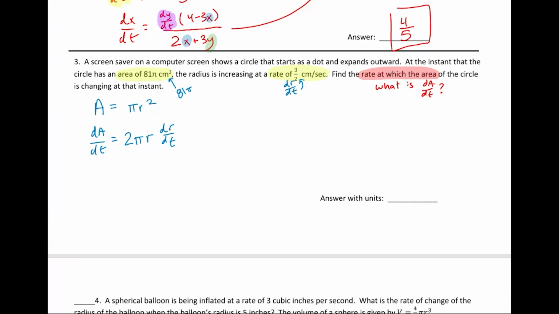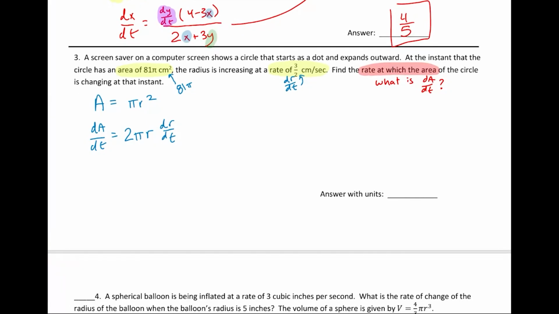So we're going to fill in all the variables that we know. There is one that's sort of outstanding here that we don't know yet, but we'll figure that out. The dA/dt, that is what we're trying to find. So we have 2 pi times the radius, which we haven't figured out yet. That wasn't explicitly given, although we will go back and find that, times 3/2 for the dr/dt.